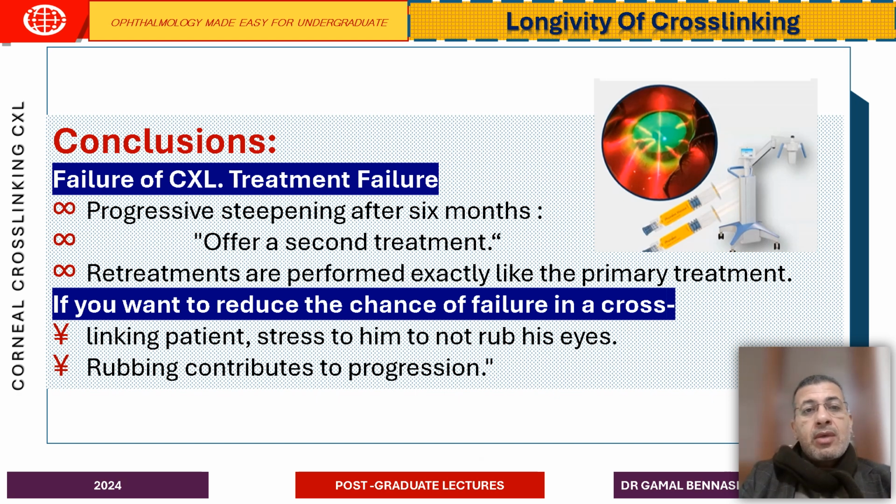That's why you need long-term studies of the cases that failed after primary cross-linking, to determine what could be the etiology behind this, and what are the parameters and the criteria to restabilize them.